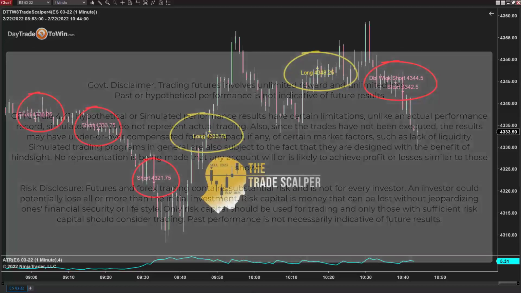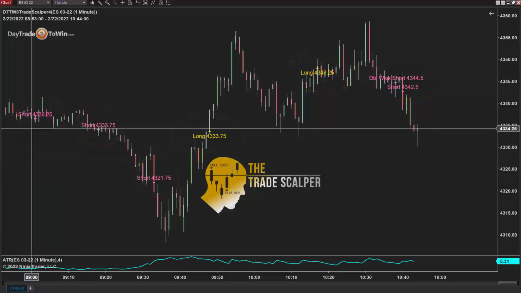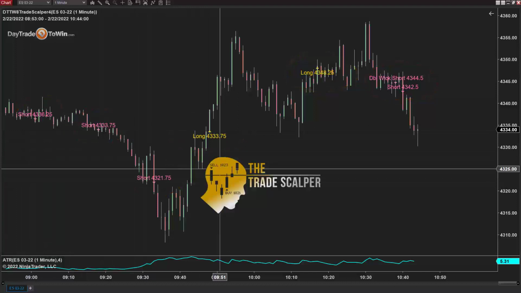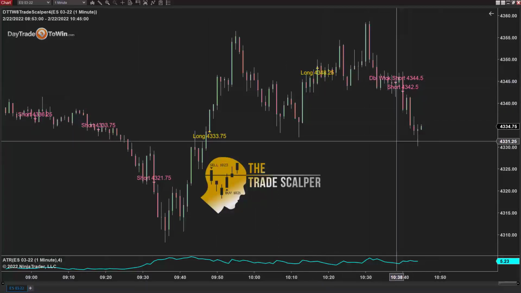So on the E-mini S&P so far, we've had a few signals, even starting pre-market. We've had 1, 2, 3 short signals, 2 long signals, and then here we have 2 back-to-back short signals.